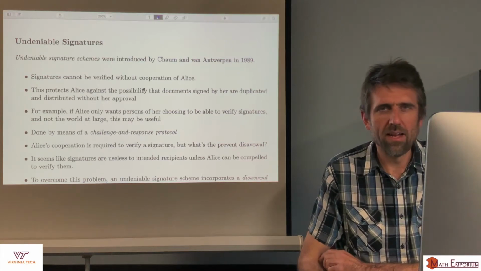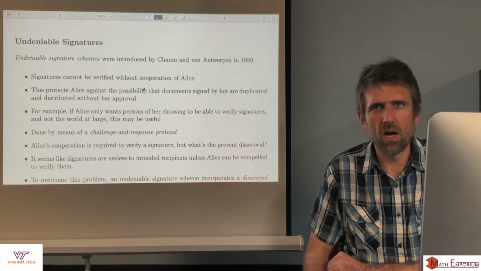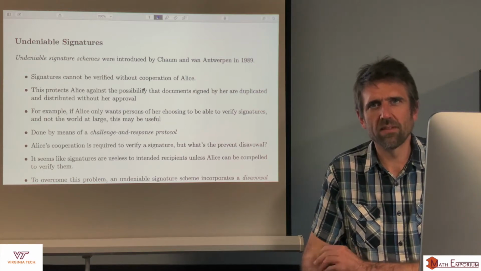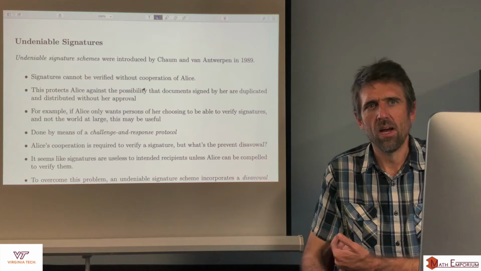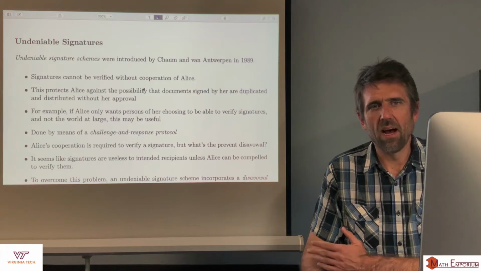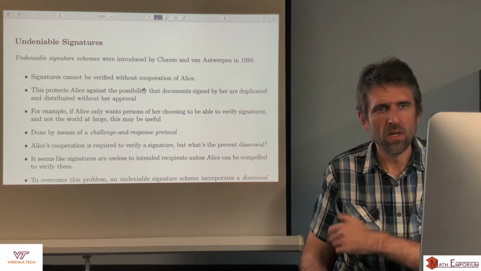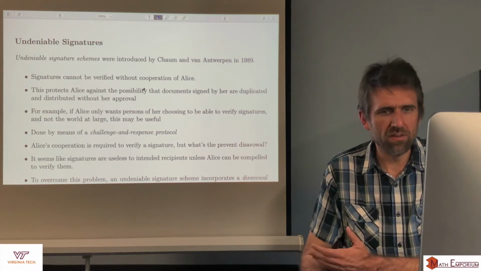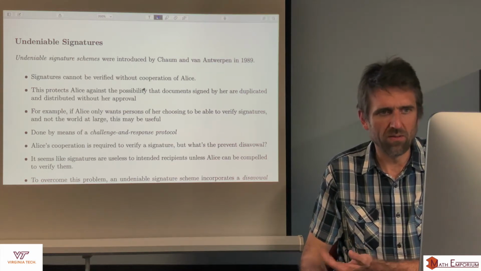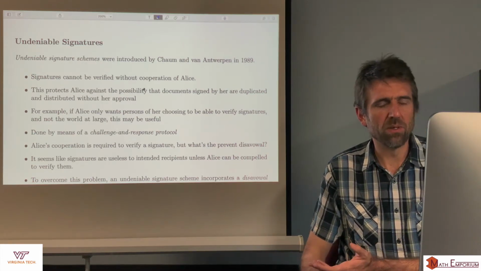Today we're going to look at undeniable signature schemes, which are a variation on the basic signature problem. Instead of setting up a system and a protocol that can be verified by any user, the idea behind undeniable signatures is that Alice wants the signature to be verified only at a time of her choosing. So she can publish a signature, but it can't be verified without Alice's participation. That's done by means of a challenge and response protocol.